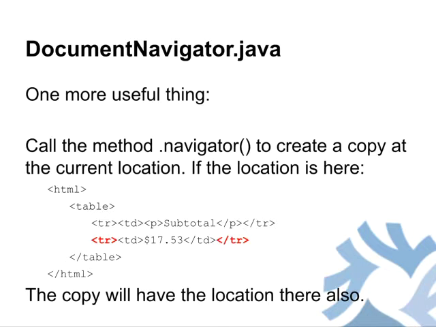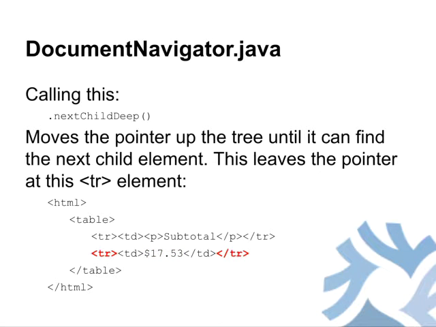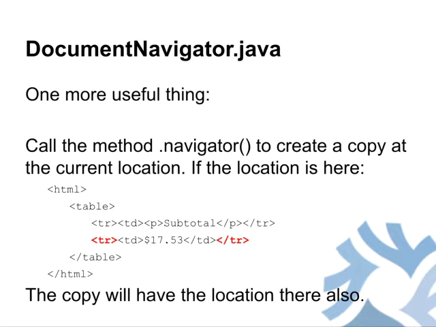One more useful thing that you'll find is that at some point you'll find yourself wanting to create a copy. And simply call .navigator on it, and it will give you a copy where the pointer is at the current element. So if you've called that nextChildDeep, like here, then when you call .navigator, it will give you a Document Navigator object where the navigator location is at that TR element.